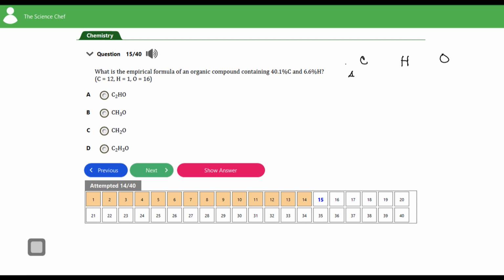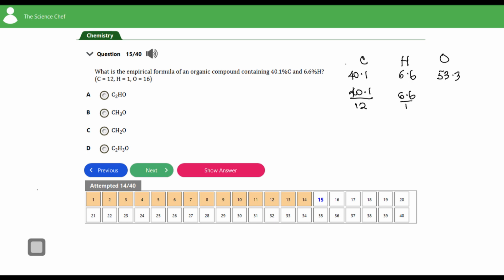So we have 3 of them here, carbon, hydrogen, and oxygen. Carbon here, percentage composition is 40.1, hydrogen is 6.6, while oxygen will be 100 minus 40.1 plus 6.6. 40.1 plus 6.6 is 46.7. 100 minus 46.7 is 53.3. So while carbon is 40.1%, hydrogen is 6.6%, and oxygen is 53.3%. If you add up everything here, you get 100%. Fine. So the next thing is to divide this percentage composition by the relative atomic masses of the elements involved.